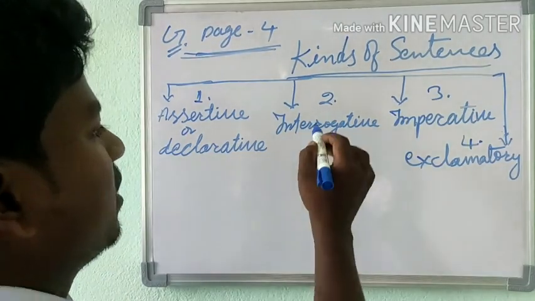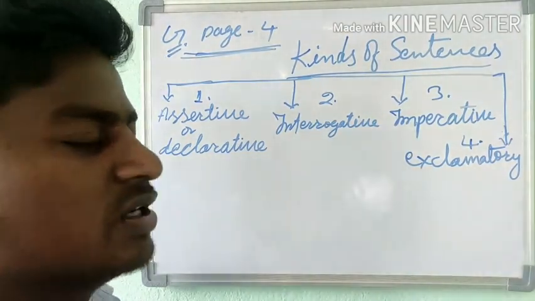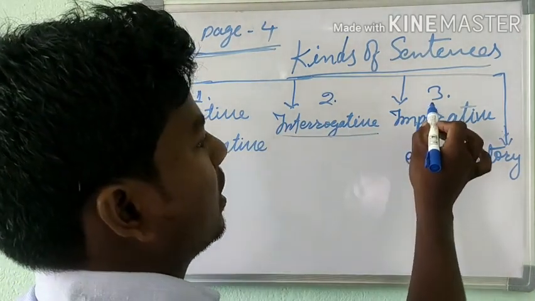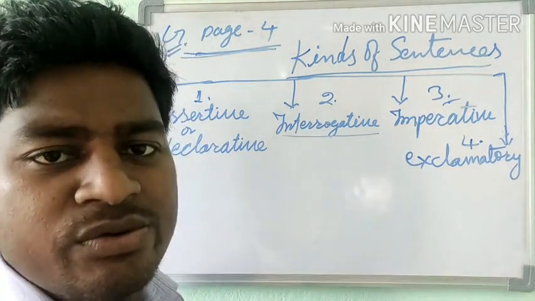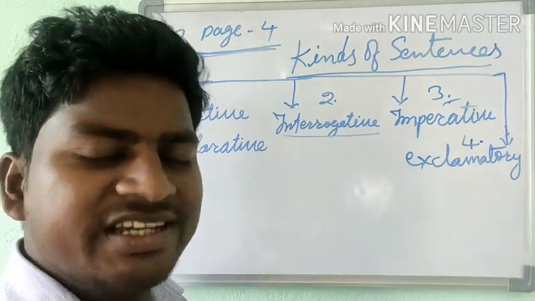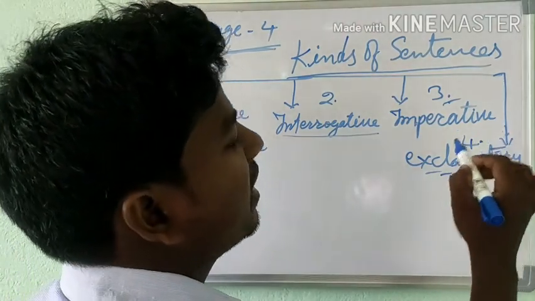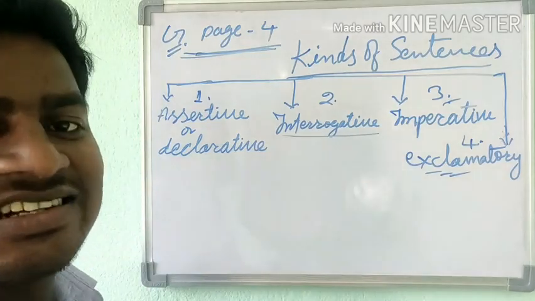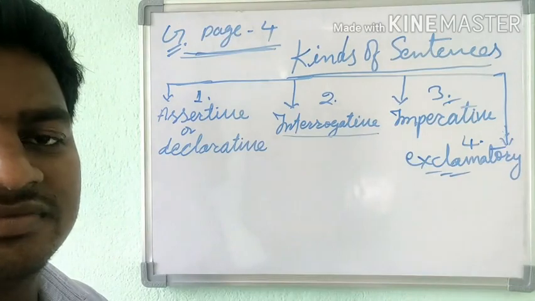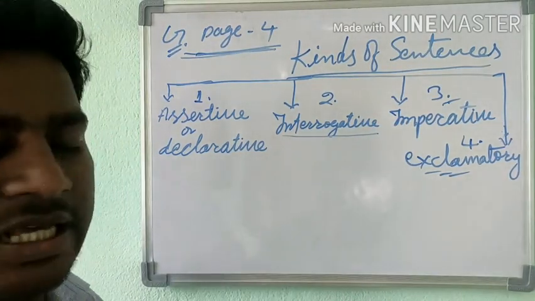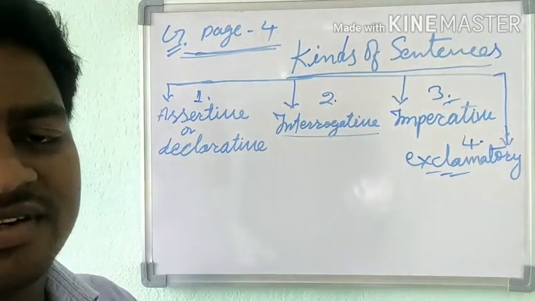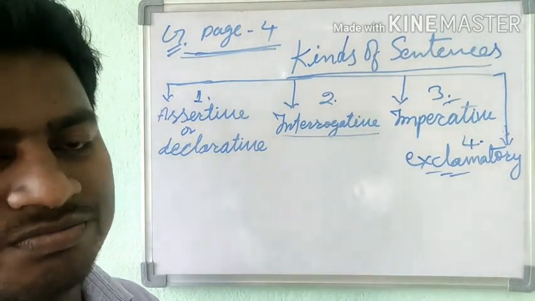Okay, good. Now the second one is interrogative sentence. And the third one is imperative sentence. The fourth one is exclamatory sentence. Now we have already known that there are 4 kinds of sentences and their names.